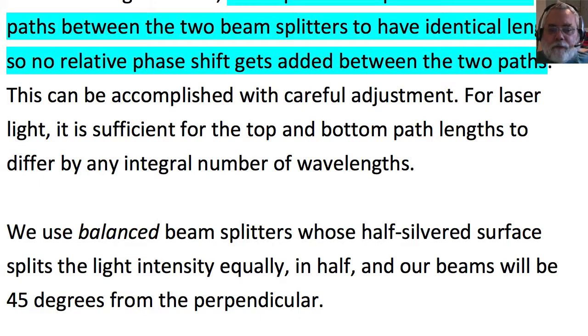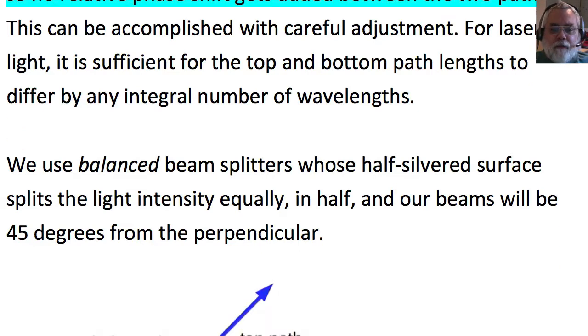We'll use balanced beam splitters whose half-silvered surface splits the light intensity equally in half, and our beams will always be at 45 degrees from the perpendicular in the air.